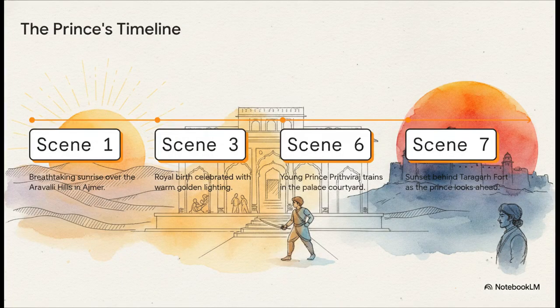Now, you might be wondering about the timeline, so take a look at how this narrative arc is mapped out. It's actually a really clever use of chronological time of day to parallel the life of our hero. The prompt dictates scene one as a breathtaking sunrise, the birth of the story. Then we move into the royal birth, then the bright sunlit royal training of his youth, and finally, scene 7 wraps up at sunset at Taragar Fort. The creator masterfully uses the movement of the sun itself, from dawn all the way to dusk, to visually mirror the birth and growth of the young prince. It's just a beautiful structural choice, giving the AI a very natural lighting progression to follow.